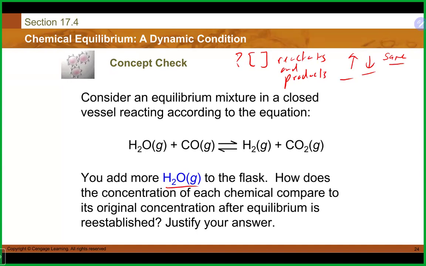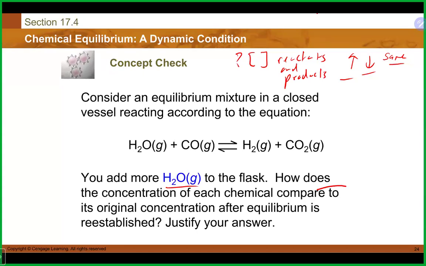So we have this reaction, it's at equilibrium. We got a little bit of everybody in the reaction, and now you decide you want to add more water. What should happen in this situation to everybody's concentration? So take a moment and think about what you might think. Take a look.